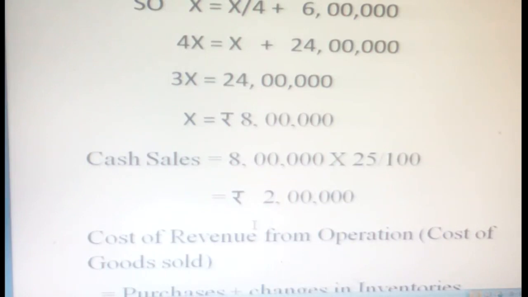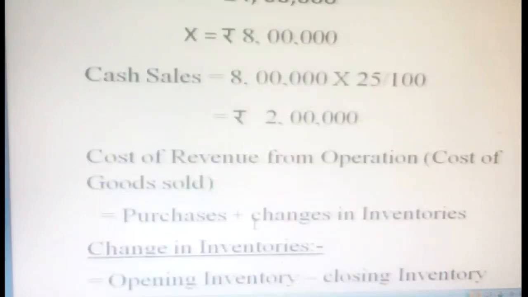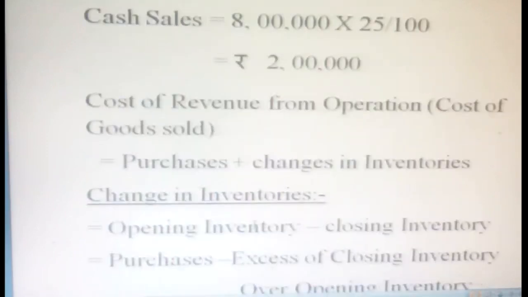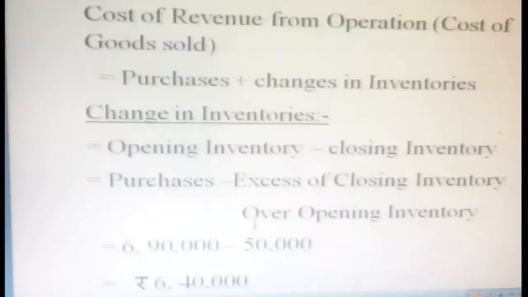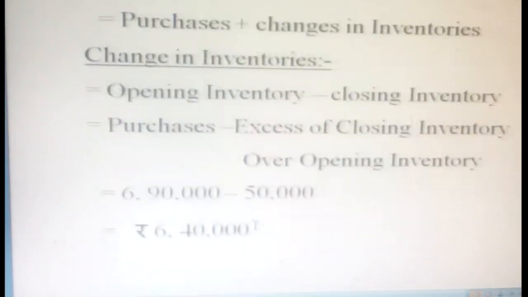Now cost of revenue from operation, nothing but cost of goods sold. Here, how are we going to calculate? They given purchases plus changes in inventories. What is our change in inventories? We know the difference between opening inventory and closing inventory. From the problem they given purchases 6,90,000. What is our excess of closing inventory over opening inventory? The difference they given directly in the problem, 50,000. When you substitute, 6,90,000 minus 50,000, we get 6,40,000.